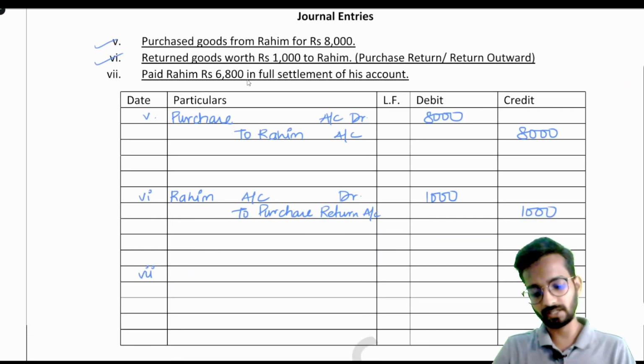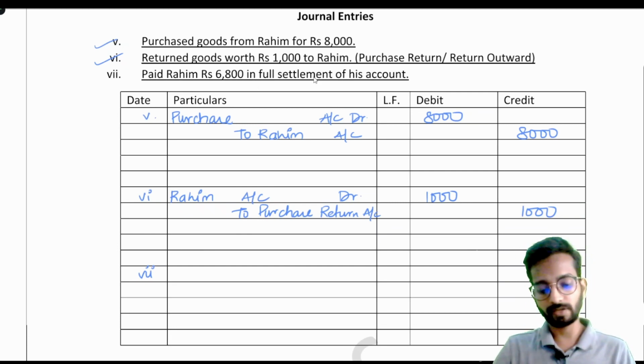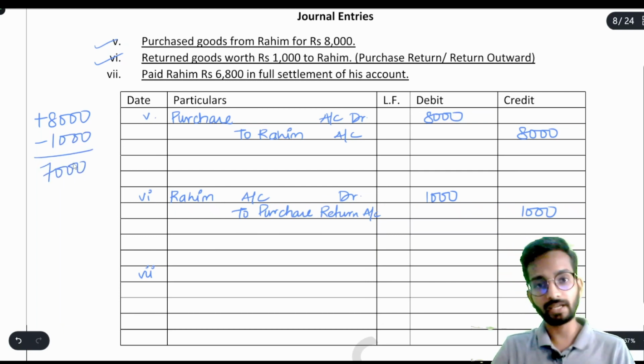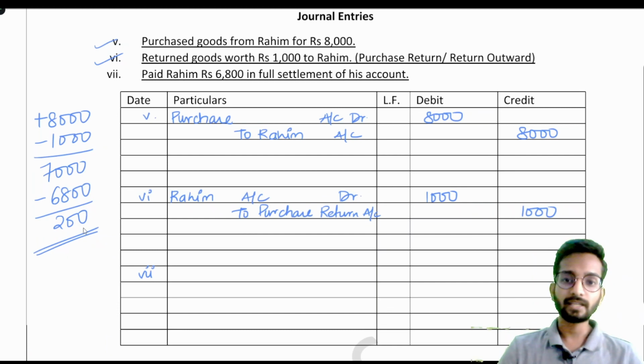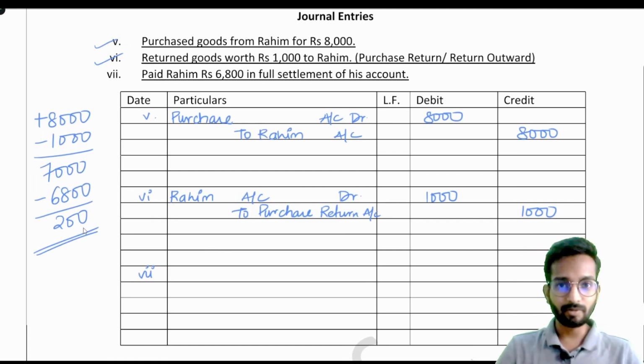This is point number 6. What is point number 7 saying? It is saying we have paid Rahim rupees 6800 in full settlement of his account. It means, understand now, very important, I took goods worth rupees 8000 from Rahim. I returned him goods worth 1000. It means on net I have to pay Rahim how much? 7000 rupees. But I am paying him only 6800. It means I am paying him 200 less, or you can say that Rahim has given us a discount of 200 rupees. If we have received a discount, it is income for us.